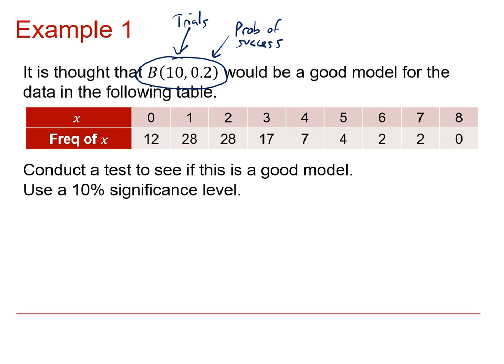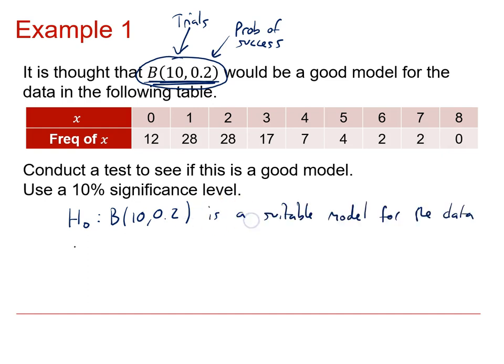So the first step, decide which model is suitable. Well, there's no need to do that. Someone's already done it. They're telling you the model that they think is suitable. So hypotheses first. H0 is that this binomial distribution is a suitable model for the data. H1 is that this distribution is not a suitable model for the data.